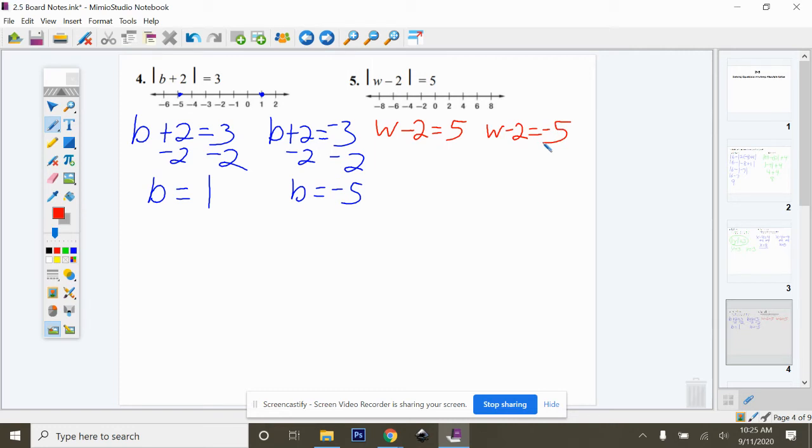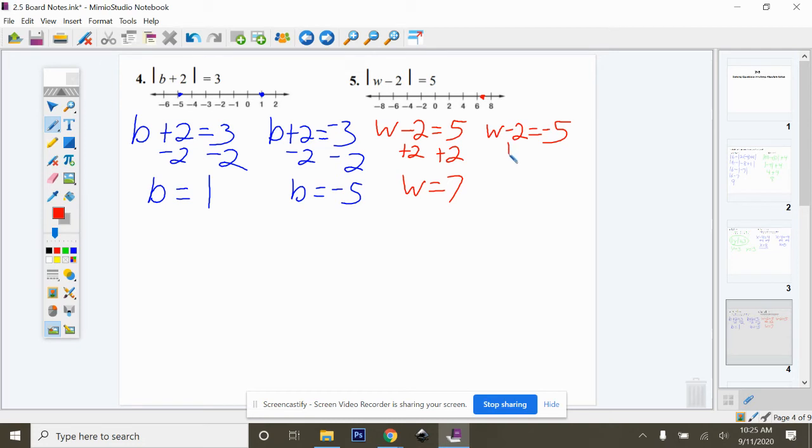To solve the first one, I would plus 2. 5 plus 2 makes 7. Make sure I do it on both sides. Now, 7 is not a dot on my graph because it goes even, but it should be somewhere halfway between 6 and 8.